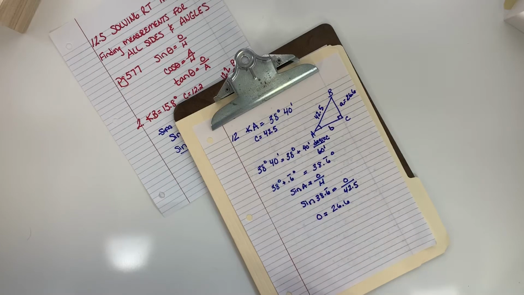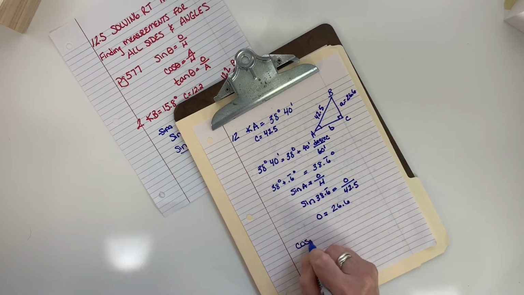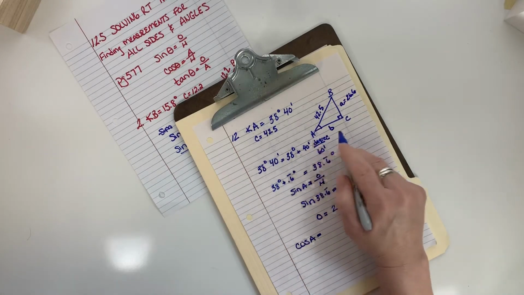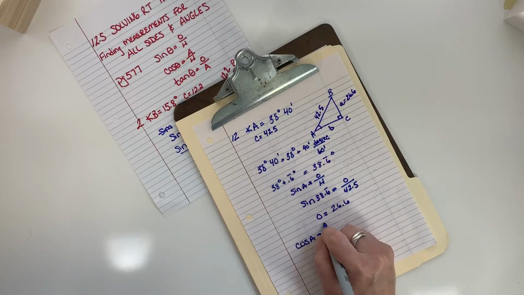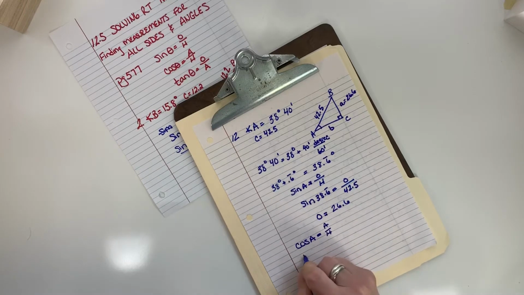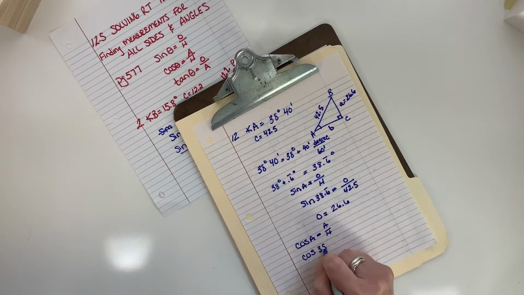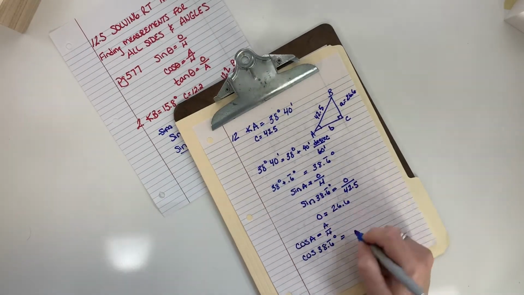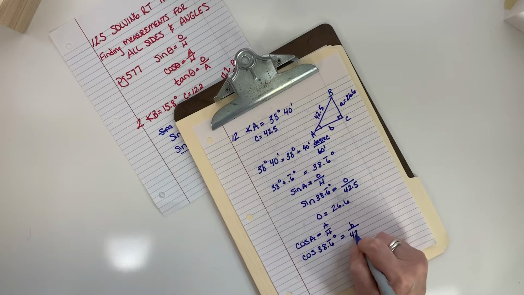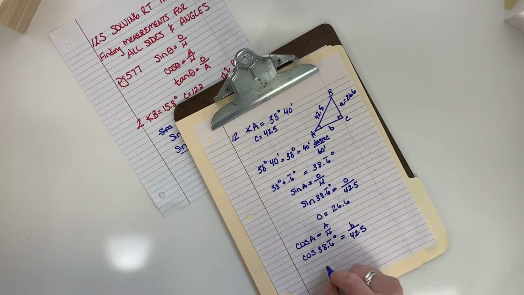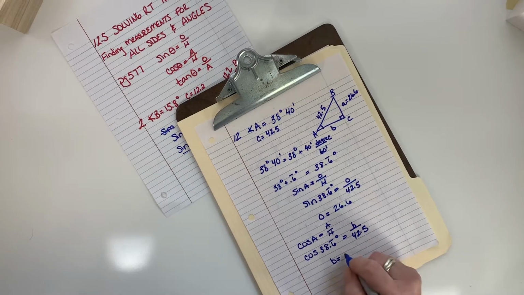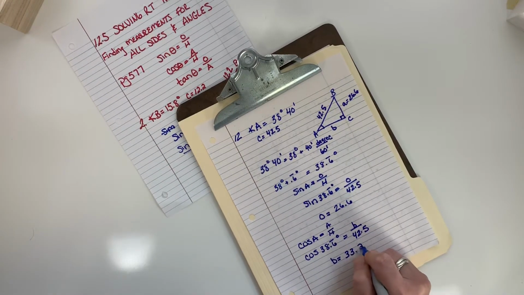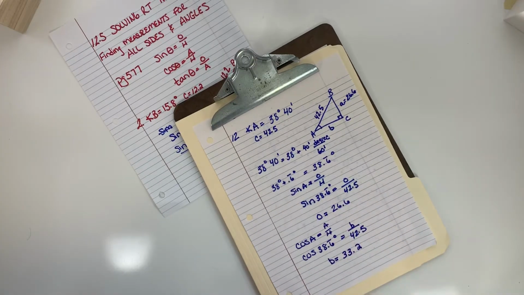All right, let's find b. We'll use angle A again because we're going to have to talk about the angles in a minute. So the cosine of angle A is equal to the adjacent over the hypotenuse. So the cosine of 38.6 repeating is equal to the adjacent over the hypotenuse, which is 42.5. Cross multiply, and you get b is equal to 33.2. We now have all the sides of our triangle.